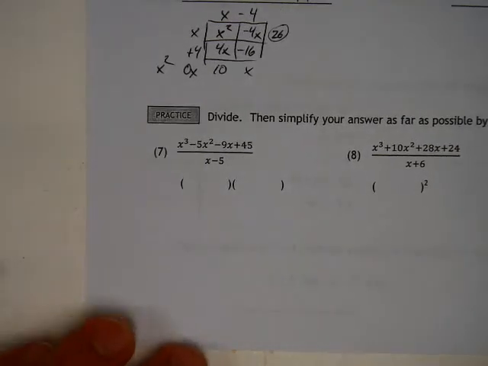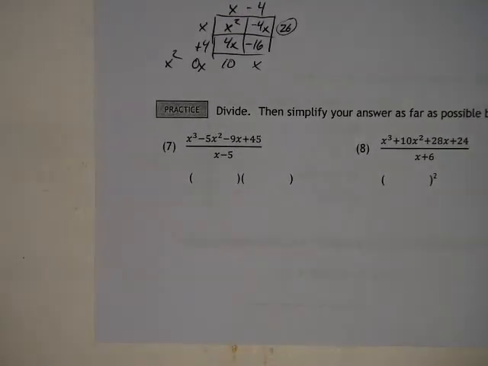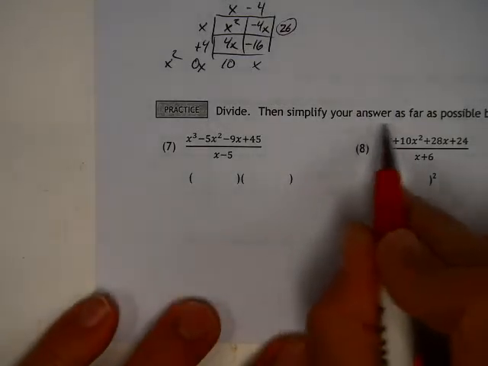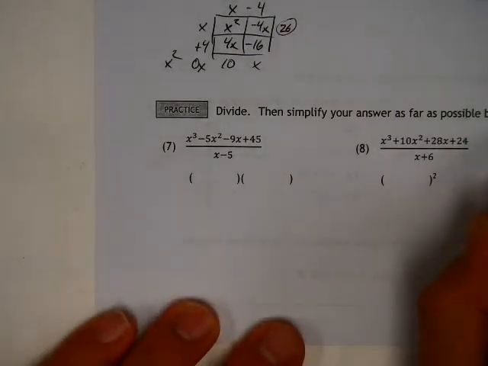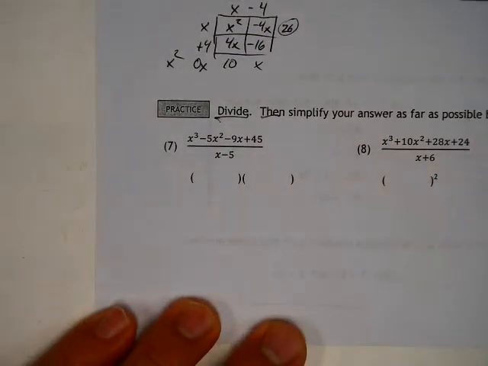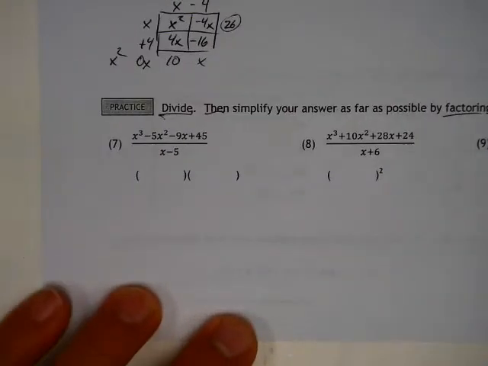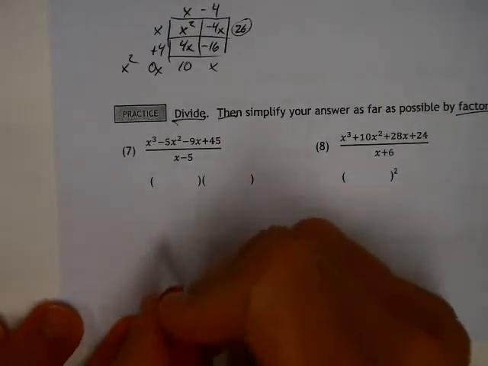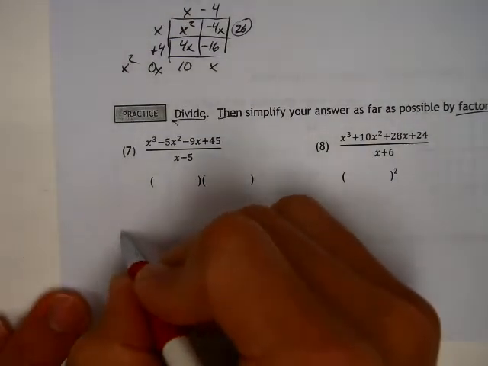Well, we're taking it to the next level here, folks. We're going to divide and then simplify your answer as far as possible by factoring. So we're dividing first and then we're factoring. It's going to require some space, but we can do that. I'm going to leave some space.